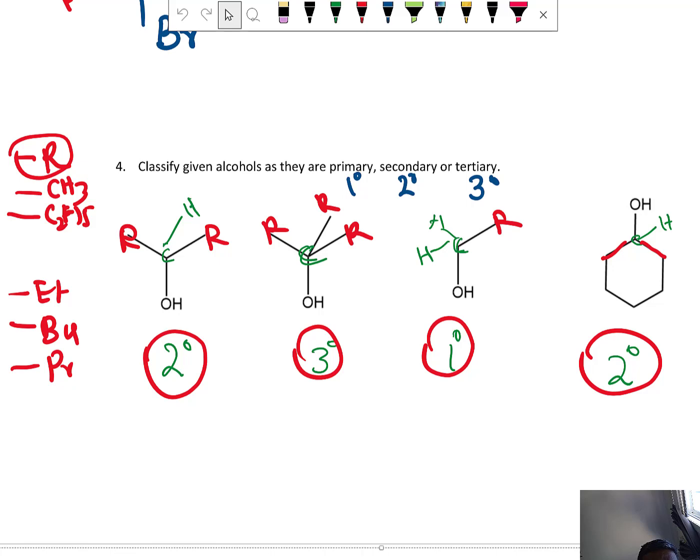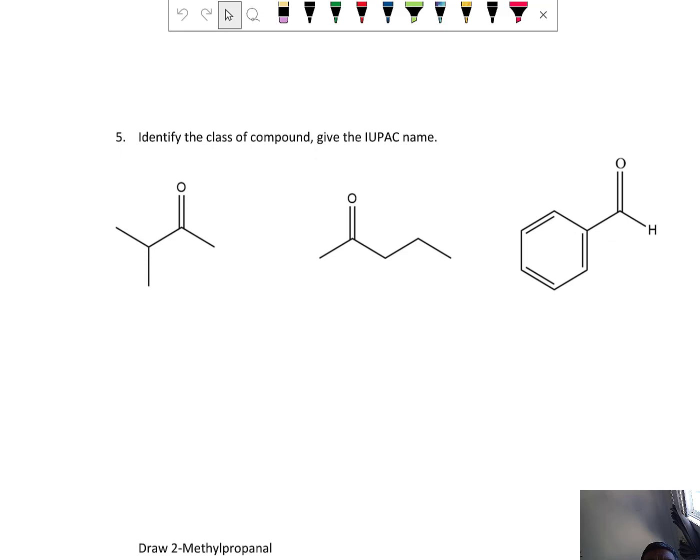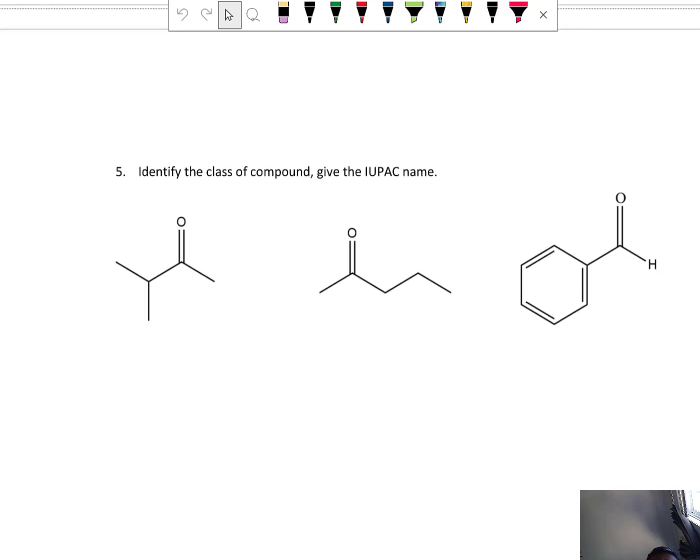Rest of the alcohols and carbonyls. And here I have, let me see here, first thing we have to do: identify the class of compounds. How do you identify the class of compounds? You have to see the carbonyl functionality.